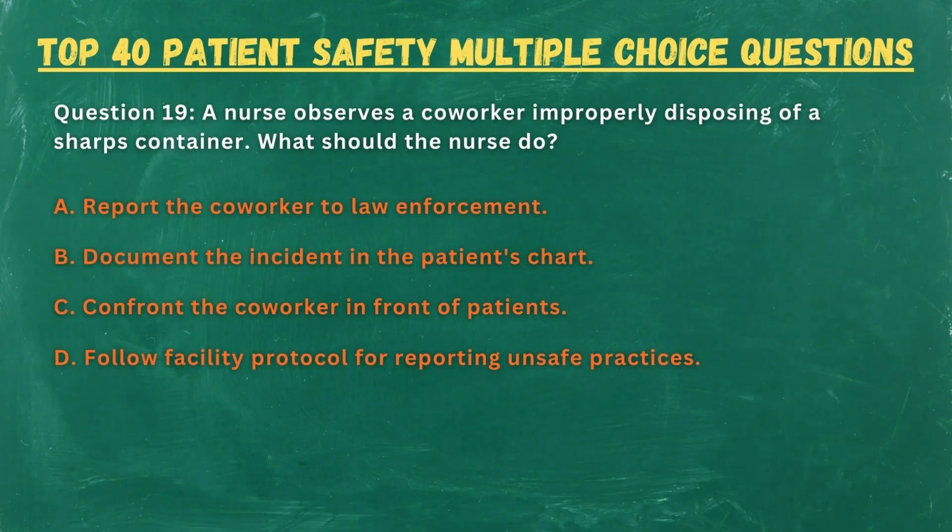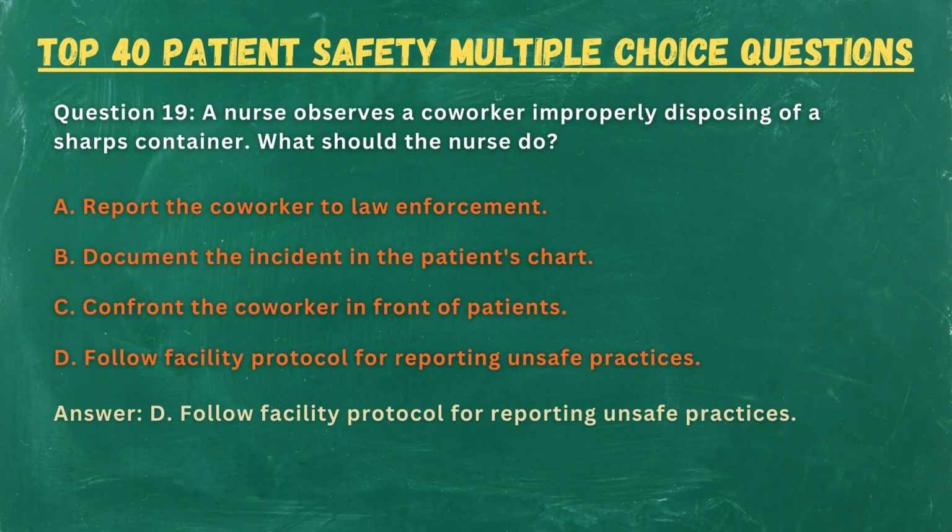Question 19. A nurse observes a co-worker improperly disposing of a sharps container. What should the nurse do? A. Report the co-worker to law enforcement. B. Document the incident in the patient's chart. C. Confront the co-worker in front of patients. D. Follow facility protocol for reporting unsafe practices. Answer: D. Follow facility protocol for reporting unsafe practices.